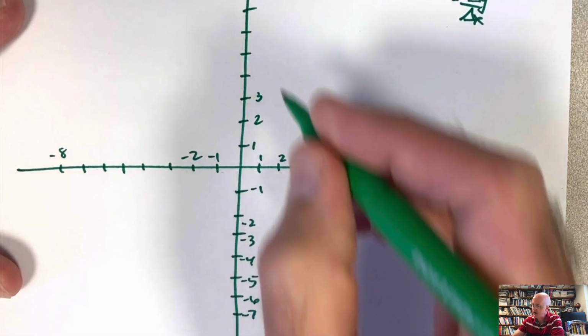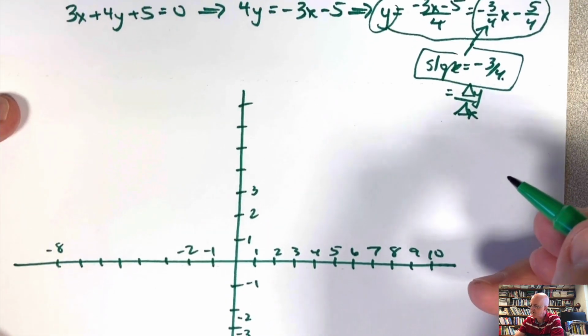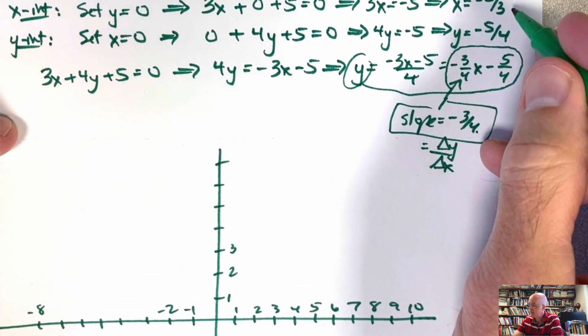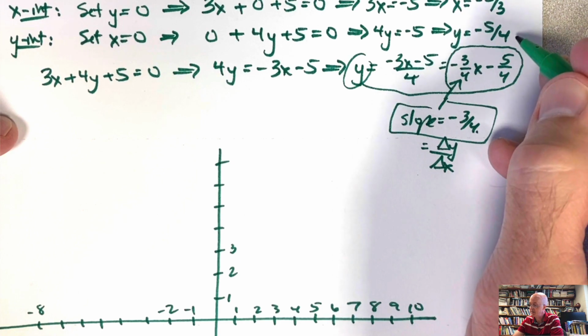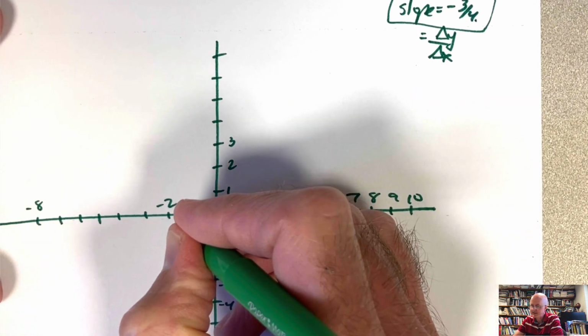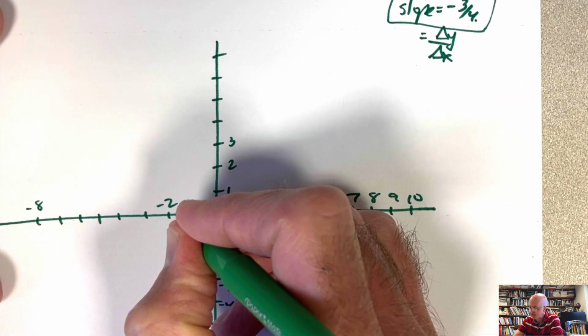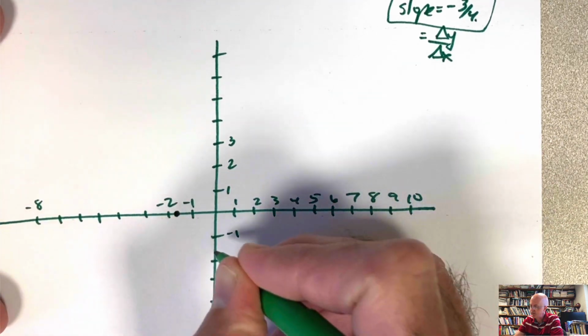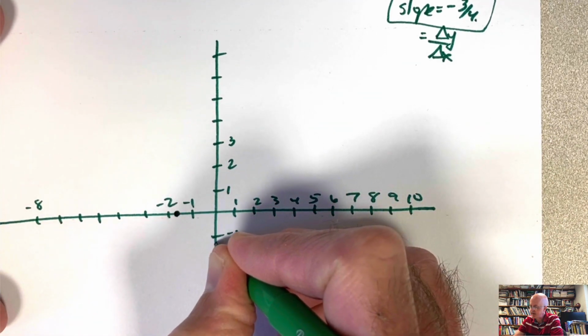All right, let's try to go ahead and make our graph. You can go ahead and draw the intercepts. X-intercept at negative 5/3. Again, that's negative 1.6 repeating, about negative 1.7, and the y-intercept at negative 5/4, which is negative 1.25. So negative 1.6 repeating, you might say, is right about there. That's the x-intercept. Negative 1.25 is right around here.